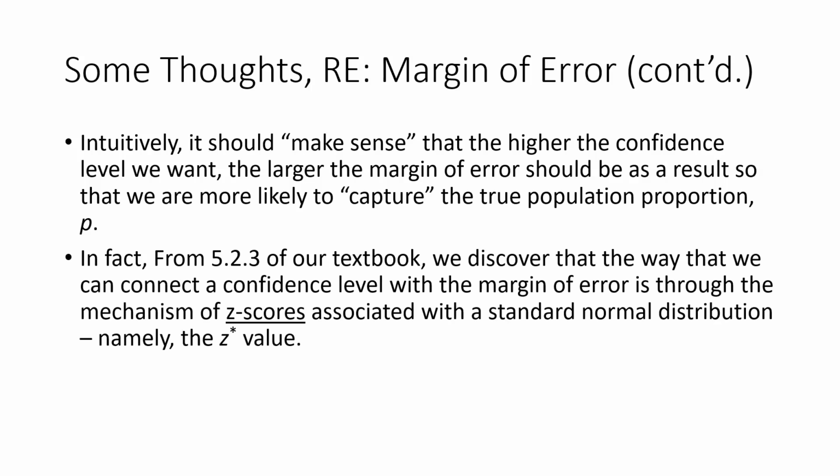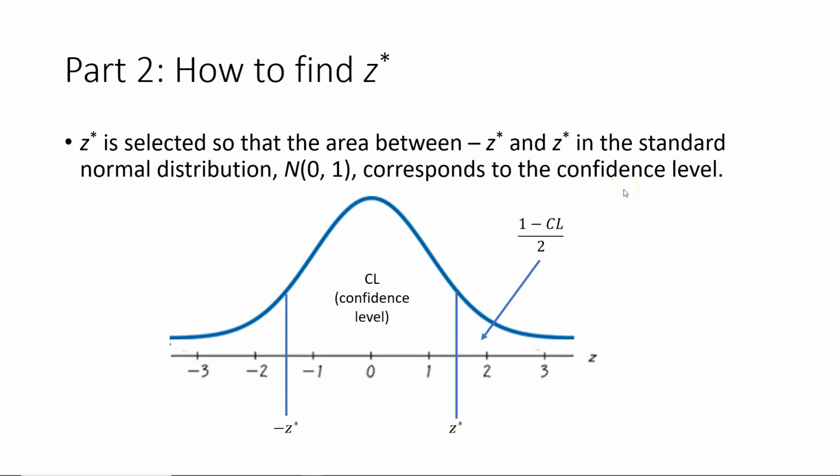In fact, from section 5.2.3 of our textbook, we discovered that the way we can connect a confidence level with the margin of error is through the mechanism of z-scores associated with a standard normal distribution, namely the z asterisk value. And that's going to lead us to the second part of our discussion for today. Now that we've seen conceptually that the only thing we really don't know in the margin of error formula is z asterisk, the question comes up: how do we go about finding the z asterisk value that we're going to need for constructing our confidence interval?